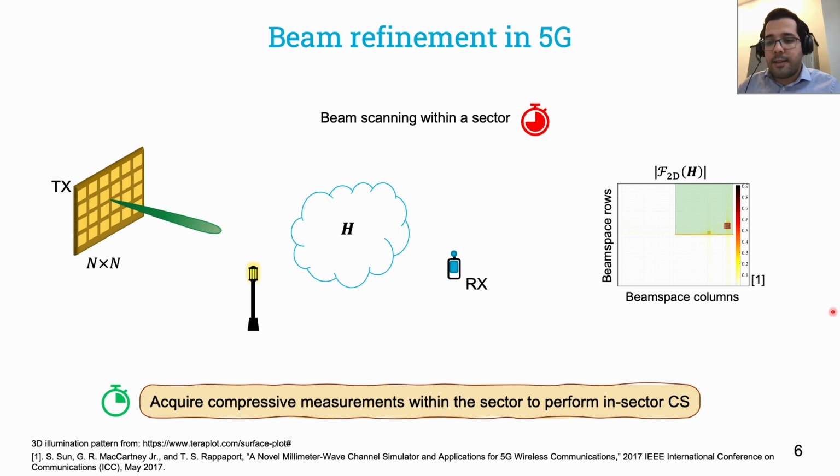Considering the high overhead in this method, chipset manufacturers or mobile operators might decide to not refine the beam beyond a sector. The in-sector compressed sensing problem is to estimate all the coefficients within this green box, without explicitly scanning each and every entry within that green box. Today, I'm going to explain our proposed CS-based method that uses CS measurements within the sector of interest, or this green box, to perform in-sector CS.